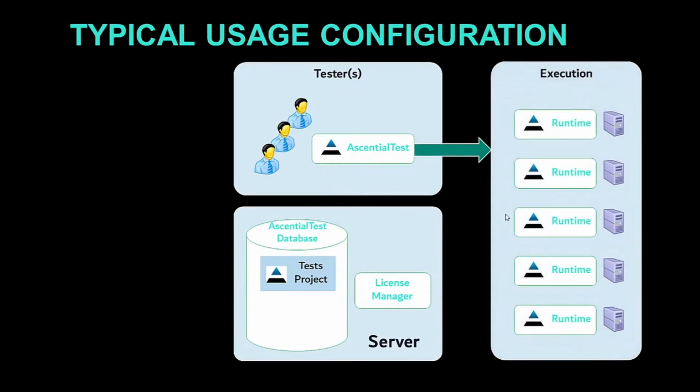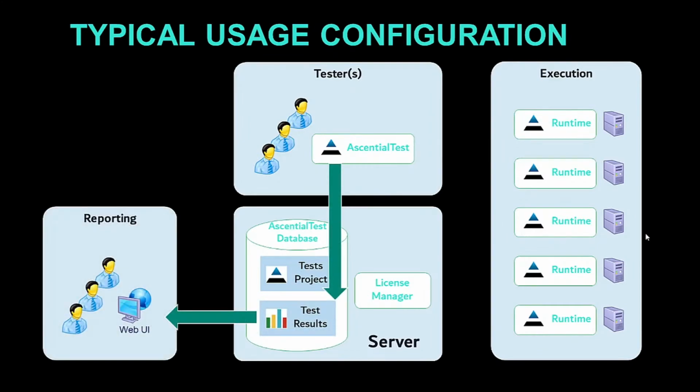AscentialTest can run on the local machine, but it can also run on any other machine in your network. And you would run something that we call a runtime. So you can connect to one machine or multiple machines at the same time in order to execute a suite of tests. Maybe you want to increase your throughput and get your tests run a lot faster, so instead of running on a single machine, you might choose to run on multiple machines. If you do that, all the results are sent back to AscentialTest where you can generate your reports. You can look at the reports through AscentialTest or through a web browser application that we provide.